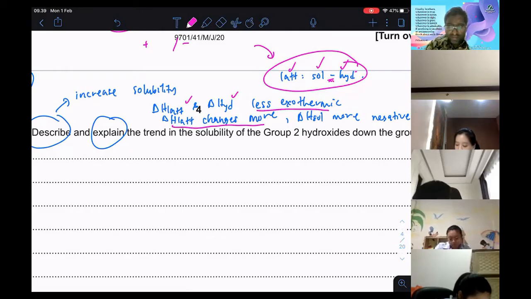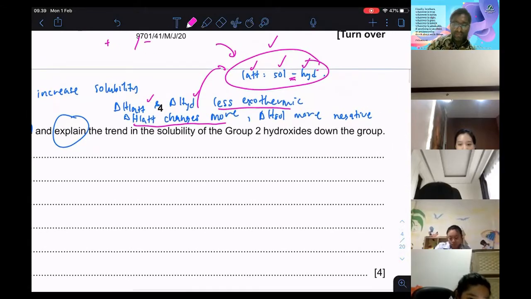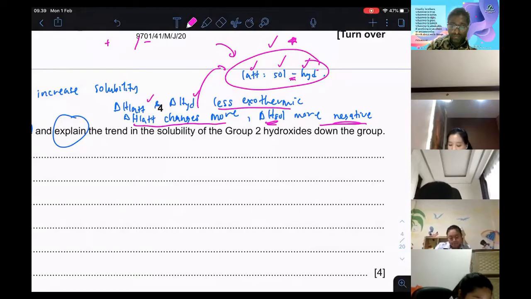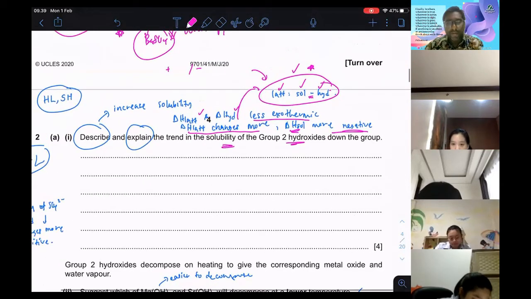If the lattice energy changes more, according to this equation, if you know how to apply this equation, it's very good. If you just want to memorize, it's up to you also. If lattice energy changes more, which means it becomes less exothermic, your enthalpy of solution will automatically become more negative. It's explained using this equation. When that happens, the solubility will increase.